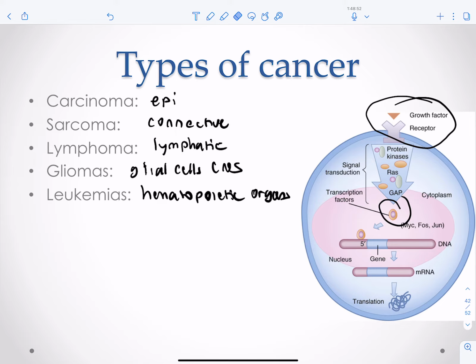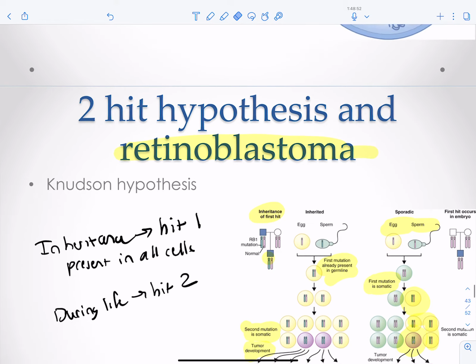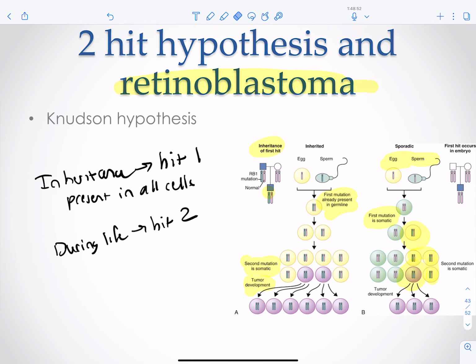Gliomas are glial cells of the central nervous system. Your sarcomas are connective tissues, carcinomas are epidermal tissues, and lymphomas and leukemias have to do with your lymphatic and hematopoietic organs. There is a two-hit hypothesis for all cancers, and retinoblastoma is what was used to explain this. It's the Knudson hypothesis. So if you inherited a hit, which means basically you have a good copy and a bad copy.